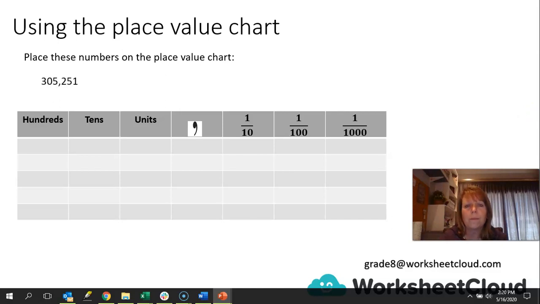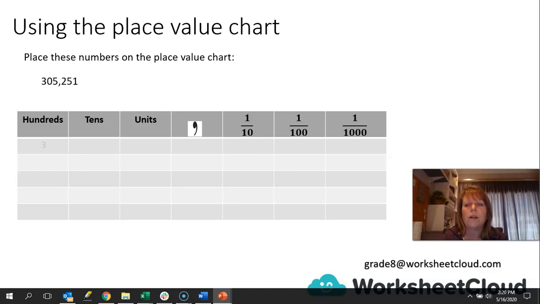So let's have a look at the numbers that we have to put onto our place value chart. The first one is 305,251. Again, I'm sure you've learned this already, but just to revise, we say 305 because they are whole numbers, but we don't say comma 251 because it's not 251. They are not whole numbers. They are, remember, fractions of a number. So we say comma 251. We need to say each digit on its own. So let's put this one onto the place value chart.